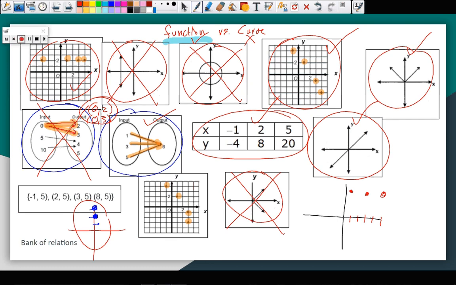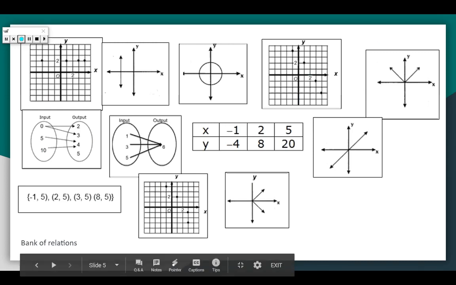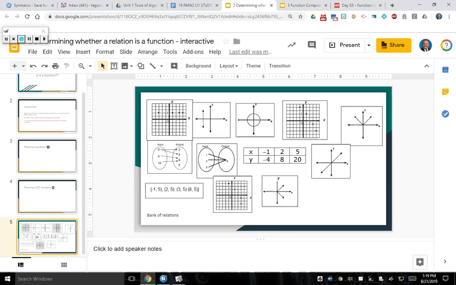I want you to do the same thing right here: -1, 5, 2, 5, 3, 5, 8, 5. Is it a function? Yes, because if you plotted those points, they're all going to be almost like this was. So that's a quick review of what functions are, just to make sure we're good to go before we move on. Any questions?